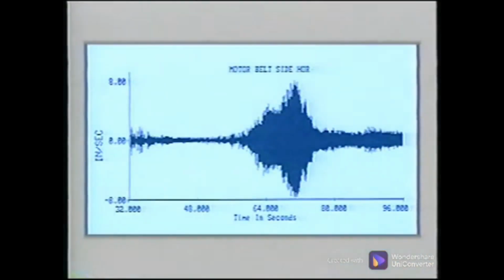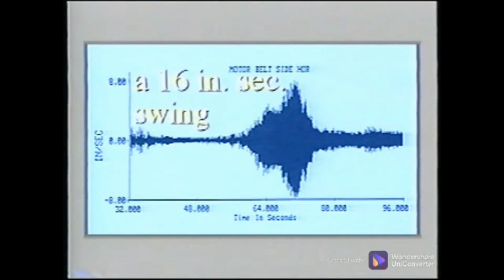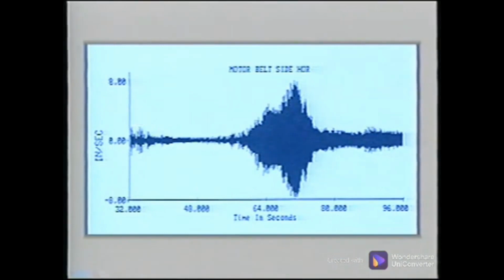A case history is of a belt-driven fan, where the belt strand resonance was at 28.5 hertz. The resonant frequency of the fan base was near the same frequency. An extended time waveform shows that the beat of the two frequencies produced amplitudes of a 16-inch per second swing. The fan eventually destroyed itself.